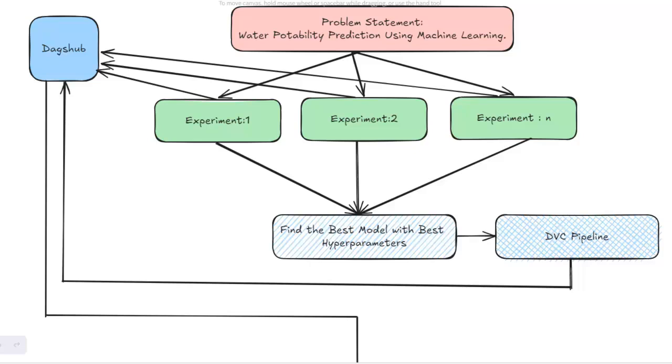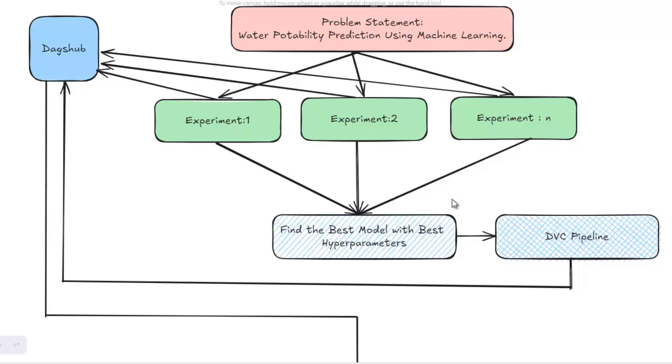Our project is defined as water potability prediction using machine learning. This is our problem statement. First, in this project, we will prepare different experiments. After that, we will identify the best experiment with best hyperparameters, meaning the best model. And here you can see we will log everything, including the experiments, using MLflow on Dagshub.